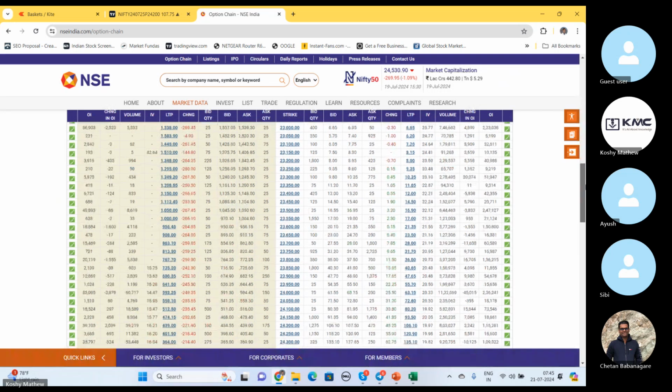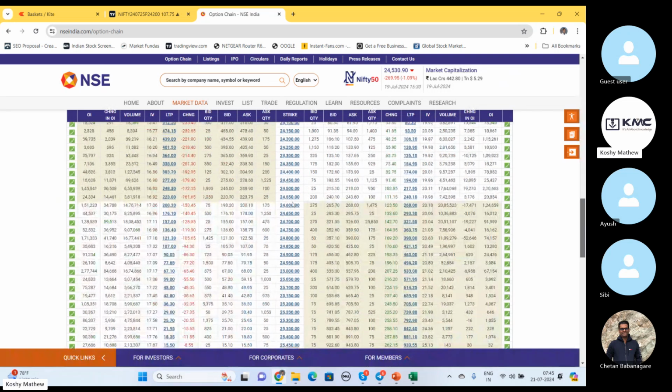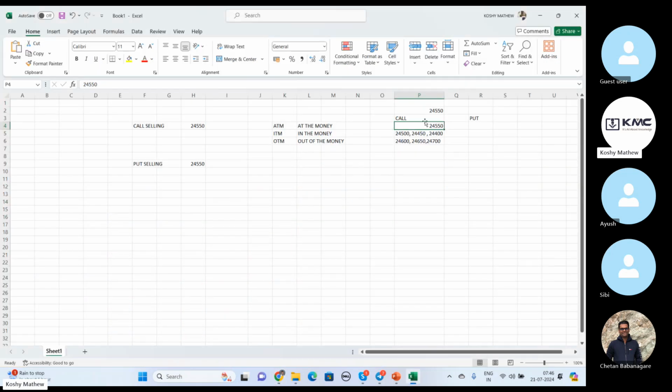So 24,550, this is at the money. Anything inside, 24,500, 24,450, 24,400, 24,350, is called in the money. That's the reason they put a different color for in the money. Anything beyond 550, 600, 650, 700, all this is called out of the money. And at the money is 24,550. That's what I've shown you in the Excel sheet.